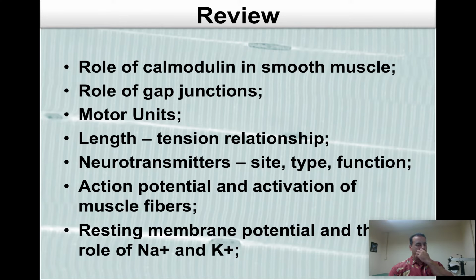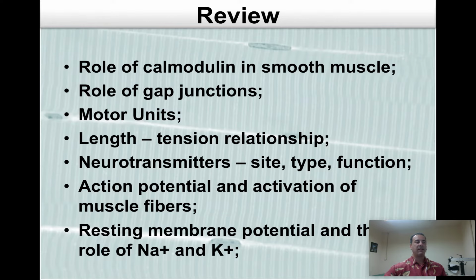Resting membrane potential and the role of sodium and potassium in this resting membrane potential. Resting membrane potential is the potential of a cell membrane, which is the comparison of the number of negative and positively charged ions outside the cell versus the number of positively and negatively charged ions on the inside of the cell. The difference between those positives and negatives on the inside and outside of a muscle cell wall determines a potential for energy, potential for electricity, potential for work.